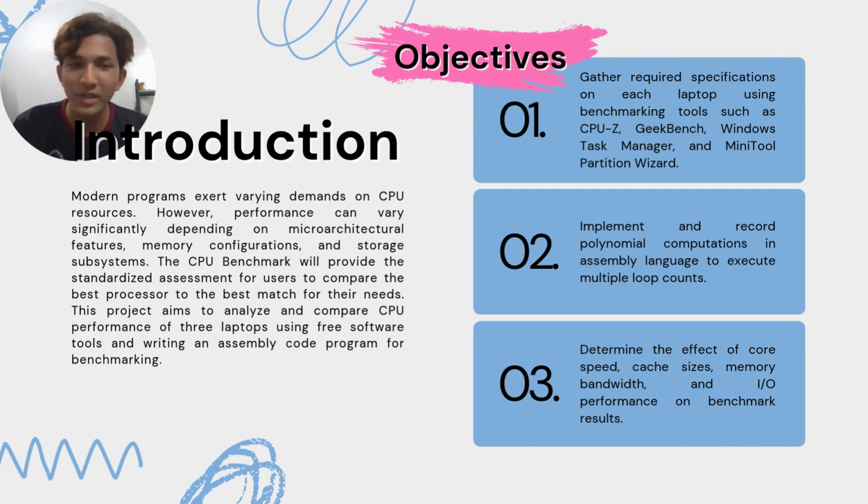So the objective is, first, we gather the required specification on each laptop using benchmarking tools such as CPU-Z, Geekbench, Windows Task Manager, and also MiniTool Partition Wizard. Other than that, we also implement and record the polynomial computation in assembly language to execute multiple loop counts. And lastly, based on the results that we got, we will determine the effect of the core speed, cache size, memory bandwidth, and also the I/O performance on the benchmark result.